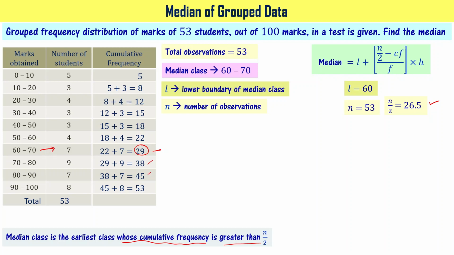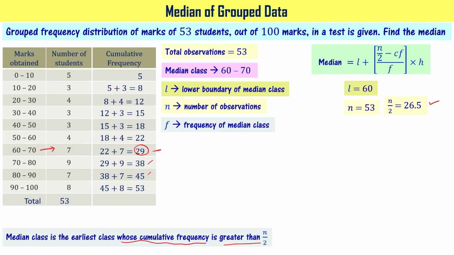That's why the 60 to 70 class is called the median class. Please note this. You can make use of this formula to identify the median class instead of going by the number of observations. That is another way to do it. It's not wrong though. The next thing you have to find is f, that is, the frequency of the median class.